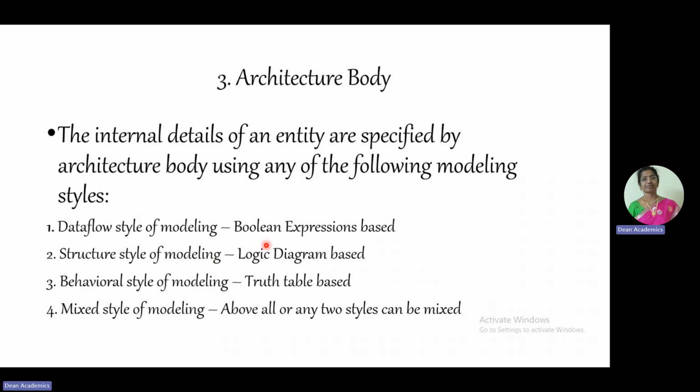For data flow style, we need Boolean expressions of the digital system. Now here we are using half adder, and for half adder, what are the Boolean expressions we need? For structural modeling, we need the logic diagram of the half adder or any digital system. For behavioral modeling, the truth table of the digital system is required, and for mixed style of modeling, VHDL supports flexible design methodologies. Therefore, we can have a mix of all the above mentioned styles.